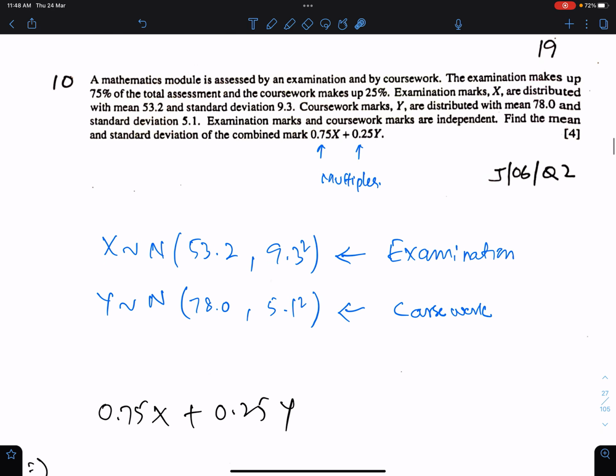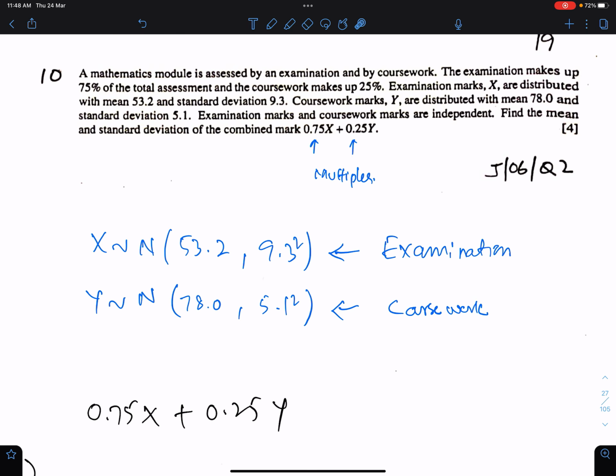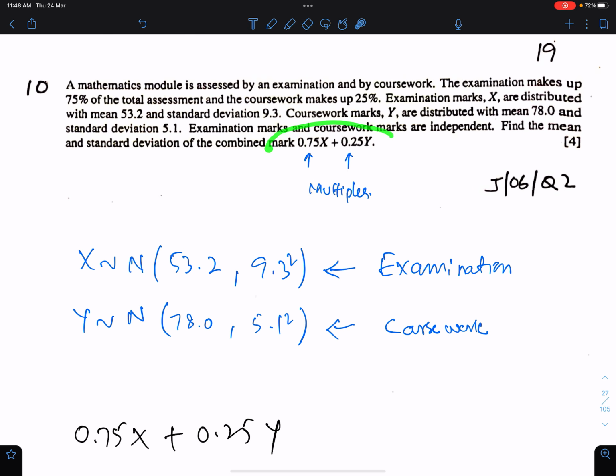Question number 10. I told you whenever an equation is given, the coefficients of the variables are always multiples. A mathematics module is assessed by an examination and by coursework. So there are two things, examination and coursework. The examination makes up 75% of the total assessment, 0.75X, and the coursework makes up 25%. That is why we have 0.25 here.